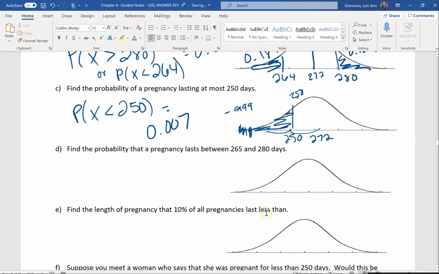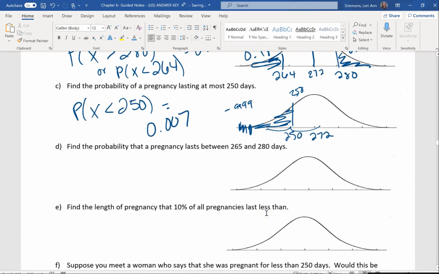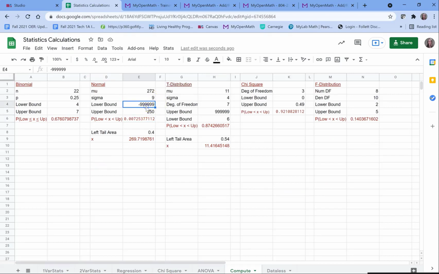250. Find the probability that pregnancy is between 265 and 280 days. So again, you've got about 265, 280. So you want in between. So 265 is your lowest to highest. So you do 265 to 280. So 0.59.